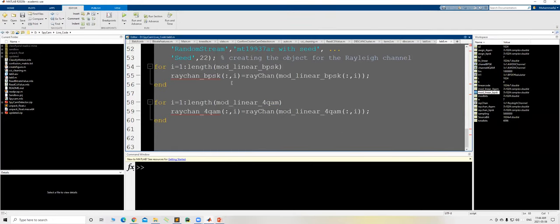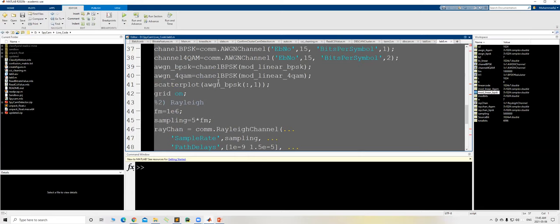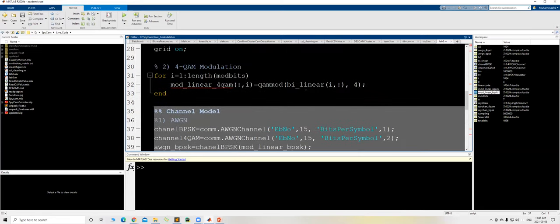Now, I also want to show this one in the scatter diagram. So I want to compare the BPSK before transmission, which is our original, the BPSK with the AWGN channel, and the BPSK with the Rayleigh channel. So the BPSK obtained after the AWGN and also after the Rayleigh channel, and I will compare it with the BPSK of this one.